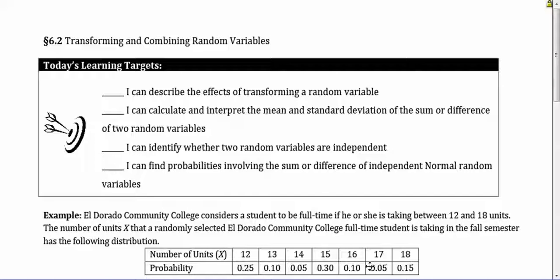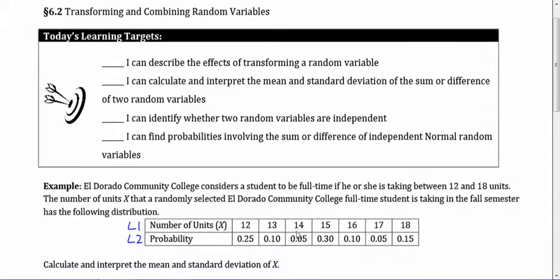First things first, this first example I'm actually going to have you guys do on your own. So go ahead and put these numbers into your L1 and L2, and please answer the question. Please note it says to calculate and interpret the mean and standard deviation of x, where x, remember, is your number of units that a person is taking. So go ahead and pause the video and complete that example. I will be here when you guys get back.